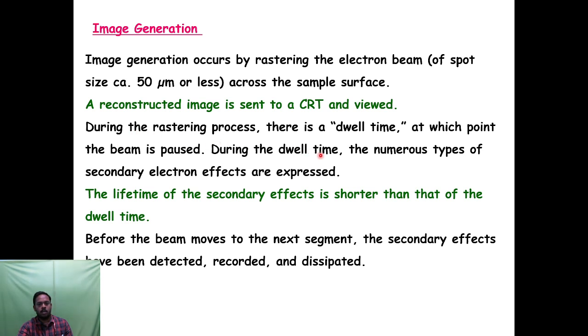During the rastering process, there will be a dwell time, at which the beam will be paused for some time. During that small time, the minimum amount of time, there will be ejection of secondary electrons. They will be detected and converted into an image. During the dwell time, the numerous types of secondary electron effects are expressed. The lifetime of the secondary effects will be shorter than the dwell time. So during that short time, the secondary effects will be detected, recorded and dissipated.